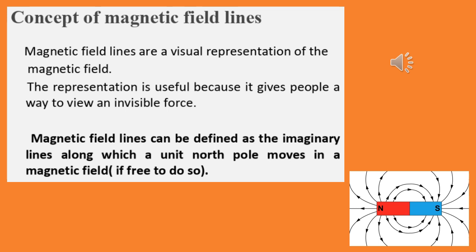Now, what are magnetic field lines or magnetic lines of force? Magnetic field lines are a visual representation of the magnetic field. This representation is useful because it gives people a way to view the invisible force or the strength of the force. Magnetic field lines can be defined as imaginary closed curves along which a unit north pole will move if it is allowed to do so inside a magnetic field.